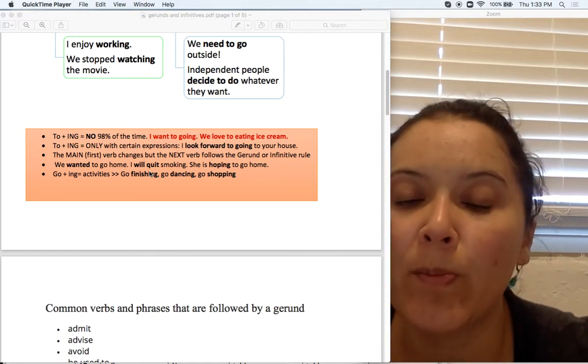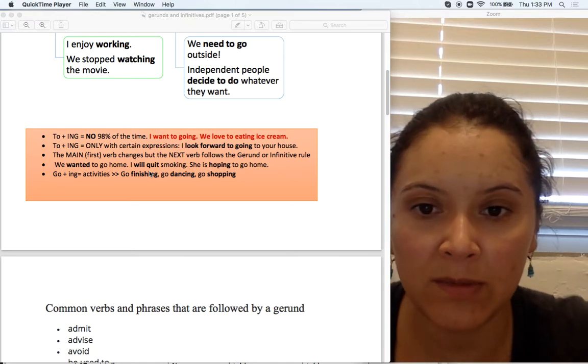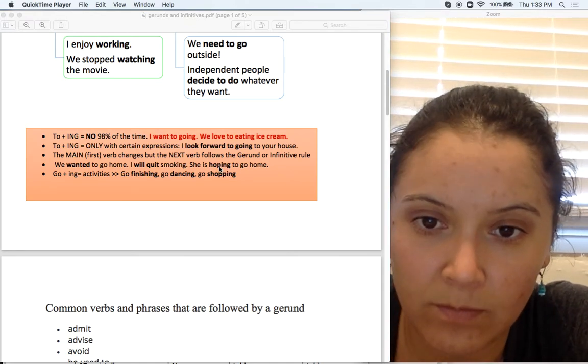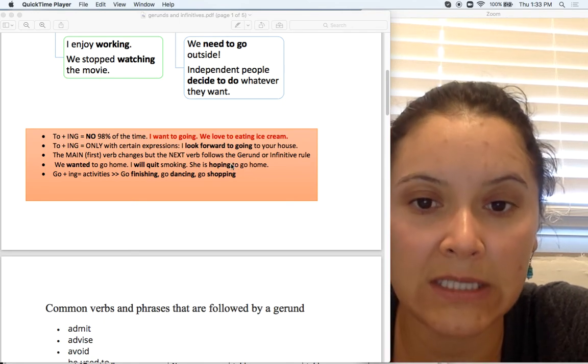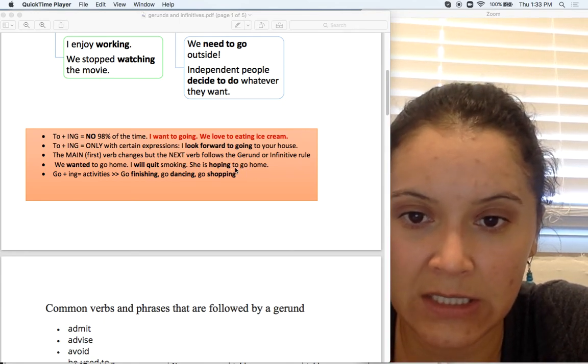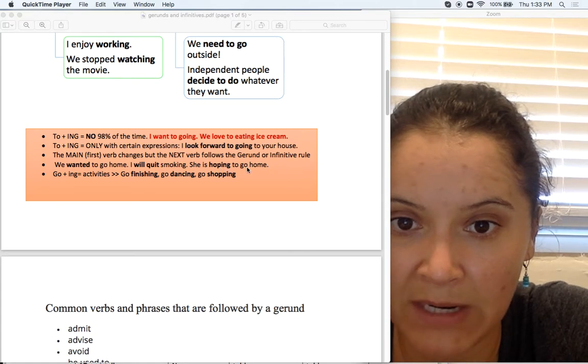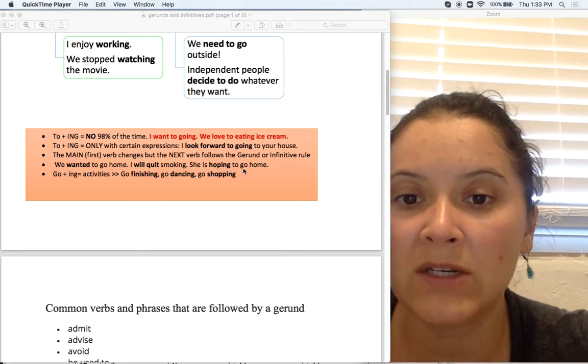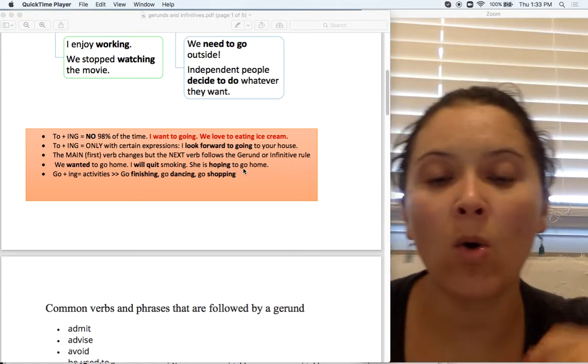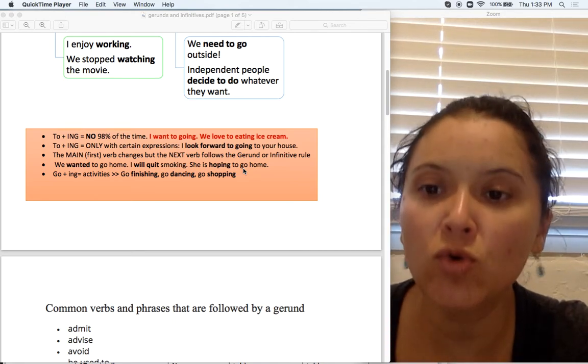She is hoping to go home at the moment, you see? Hope goes together with an infinitive. So we never change this. We change this, but not this. She is hoping to go home. She hoped to go home. She will hope to go home.